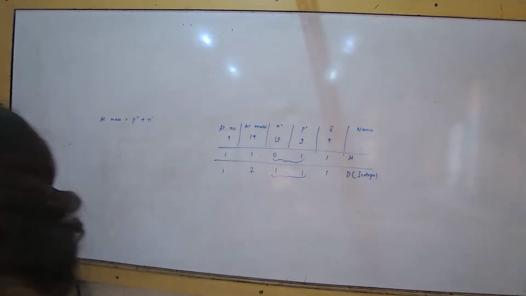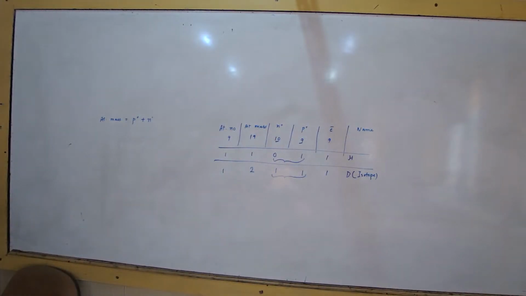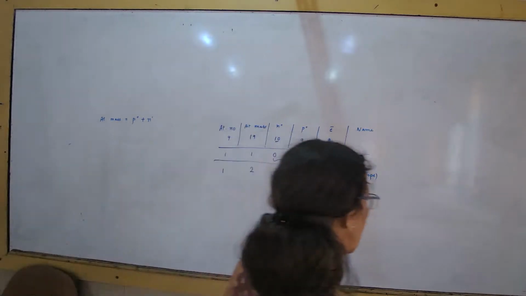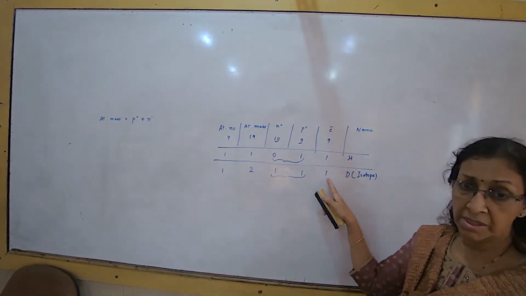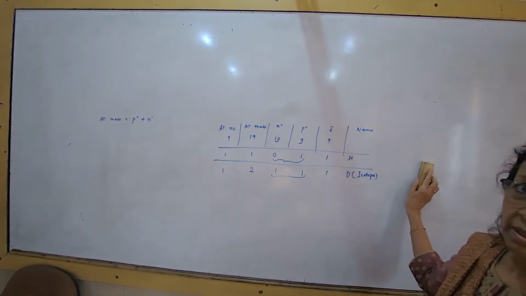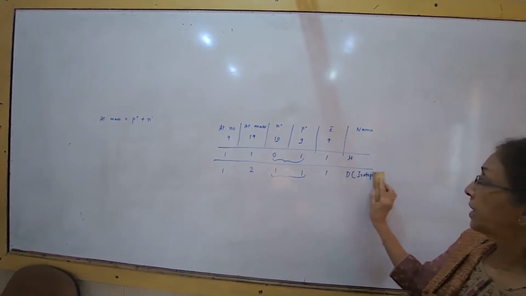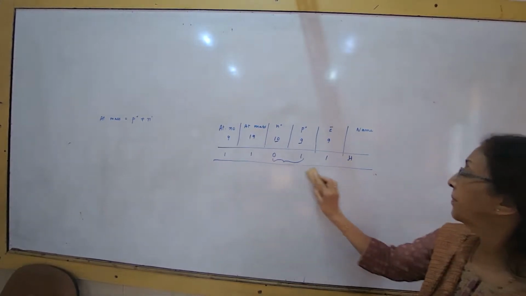Okay, I hope all of you have written it correctly. Yes, ma'am. But the number of electrons should be 1, no? I think there's a misprint in your textbook.